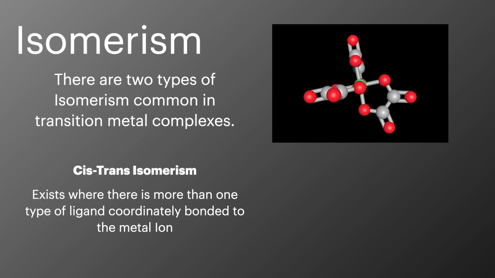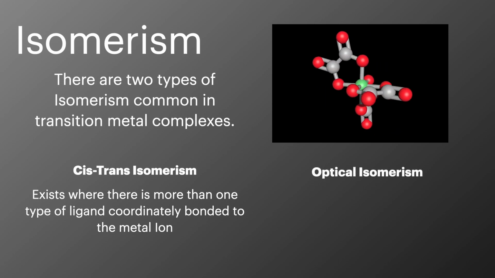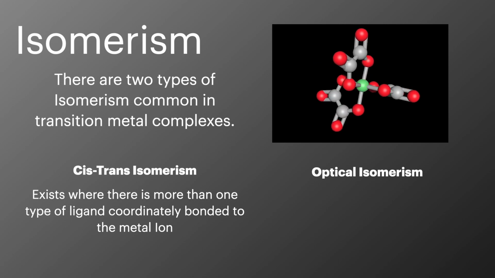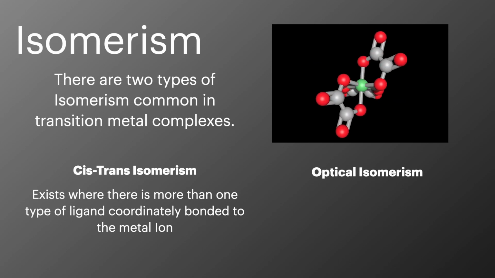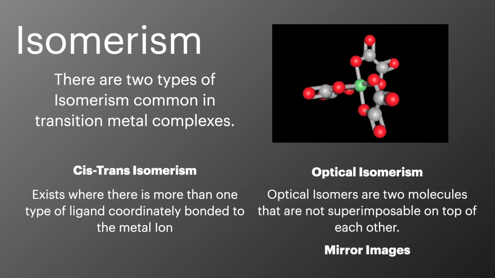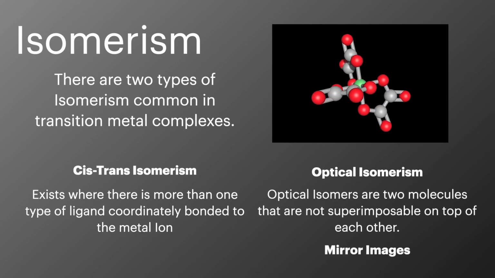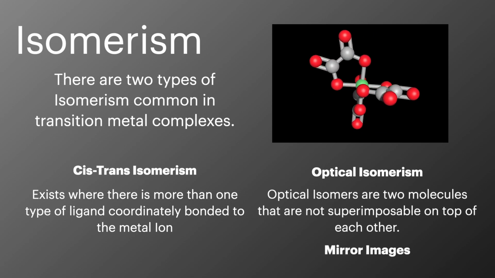The second one you might not have come across yet, and that's optical isomerism. It's called optical isomerism because of the effect that it has on polarized light. The two different molecules produced are non-superimposable on top of each other, which means they're essentially mirror images of each other.